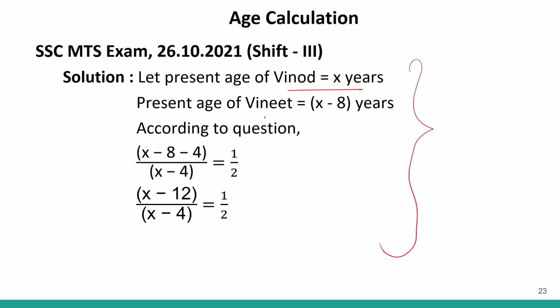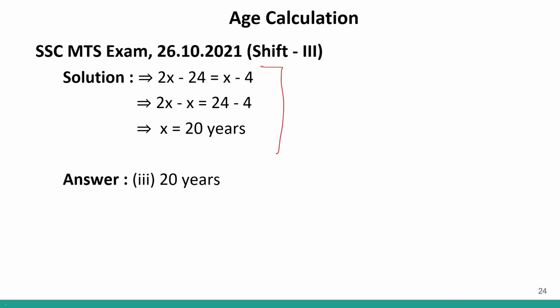Vinod is x, Vineet is x minus 8. We have formed the equation and then we have solved the equation to find the value of Vinod's present age.